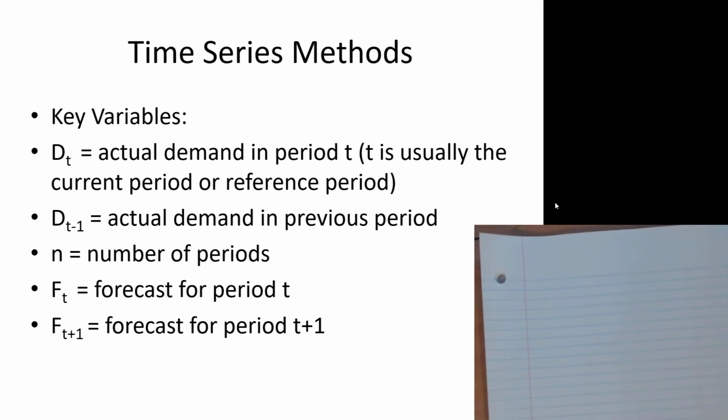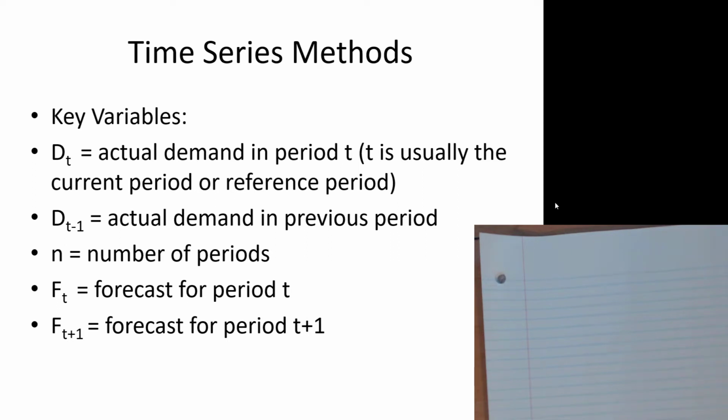So D subscript T just means the current period. D subscript T minus 1 means the period before this one, i.e. the previous period. Just like D subscript T plus 1 would in theory be demand for the next period, but since it's actual demand, we don't know what the demand for the next period is. And if we did, we wouldn't be doing forecasting. We'd be God.